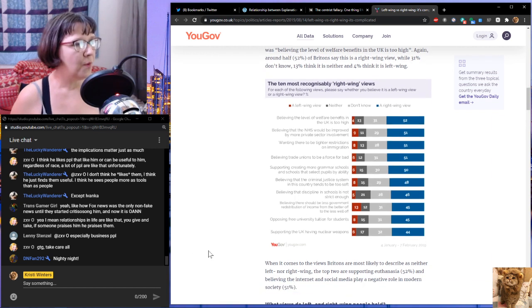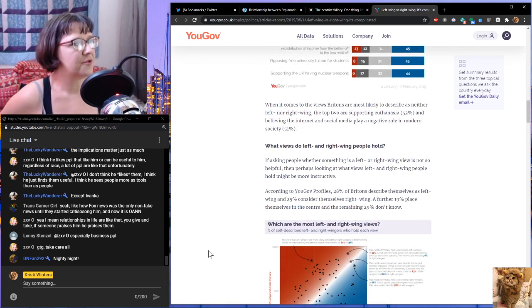When it comes to the view that Britons are most likely to describe as neither left-wing nor right-wing, the top two are supporting euthanasia and believing the internet and social media play a negative role in modern society.